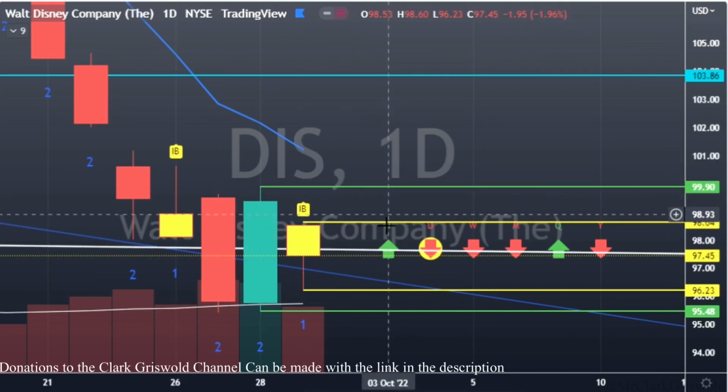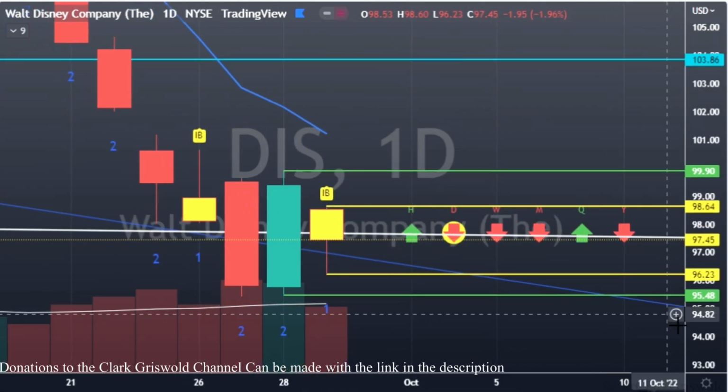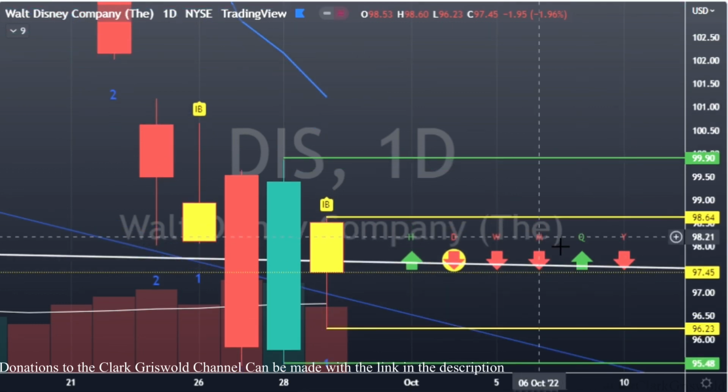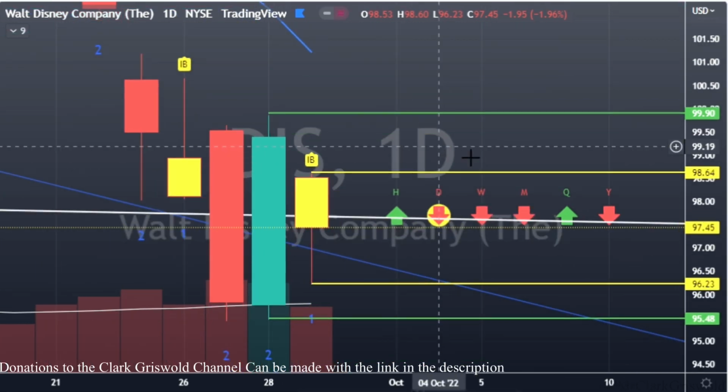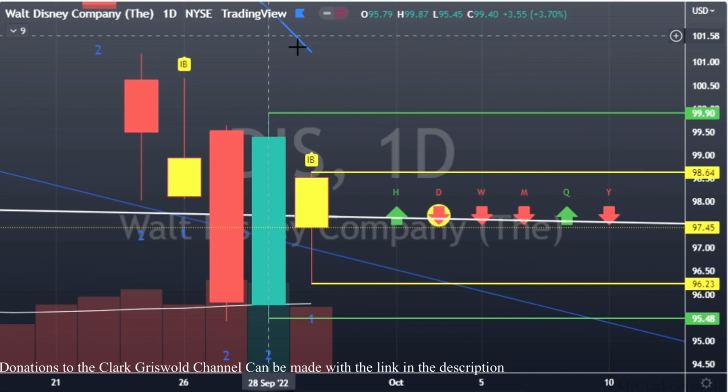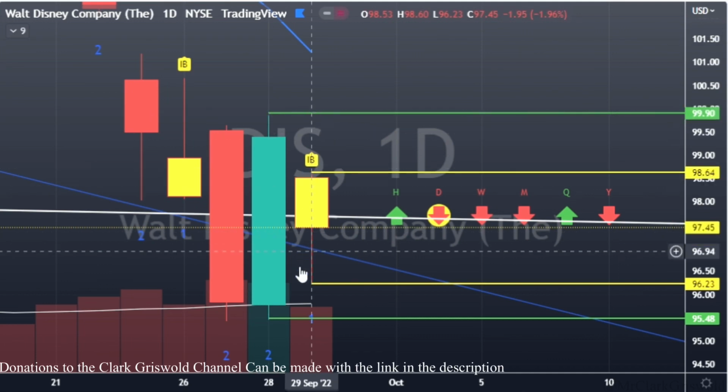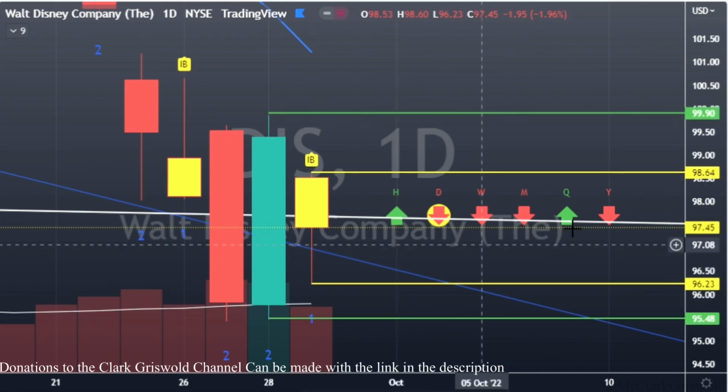Okay, so inside bar, we can take calls at 98.64, puts at 96.23. We've got good magnitude to the top side. We've got good magnitude to the bottom side on either one of these.